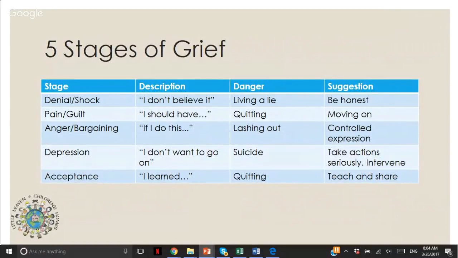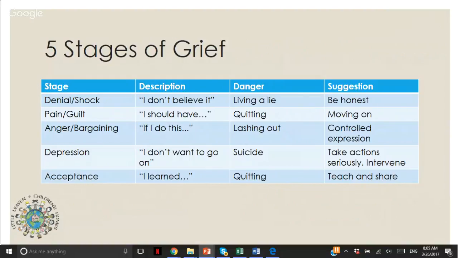So to break down these stages in a brief way, it is denial and shock. And the way people will usually describe themselves being in this stage is they'll say something like, oh, I don't believe it. I don't believe that happened. I don't believe they did that. I can't believe it. I hear people say, I can't believe it happened. They're in denial, right?